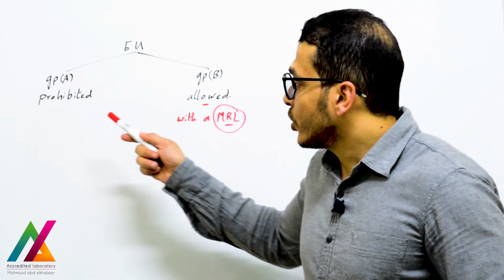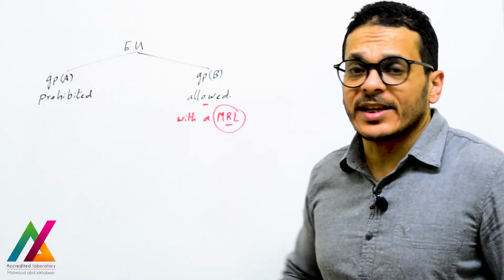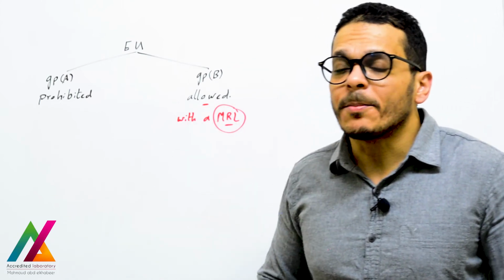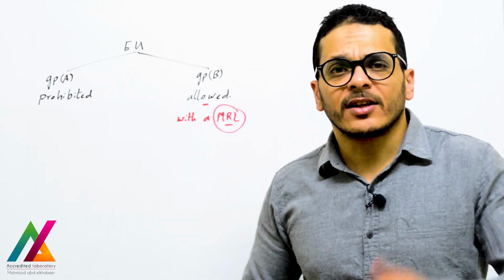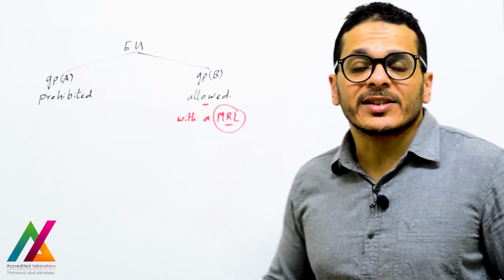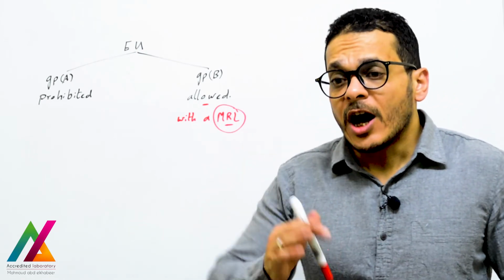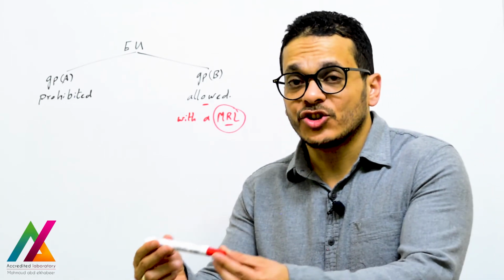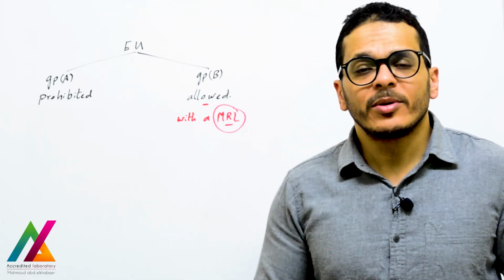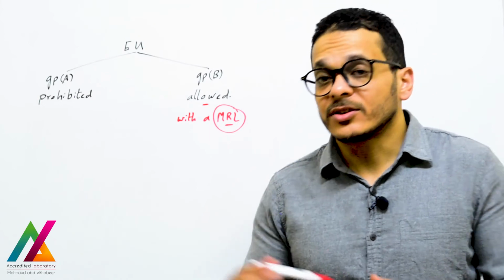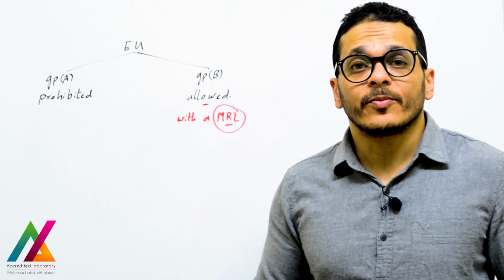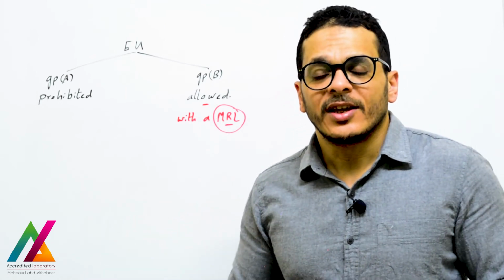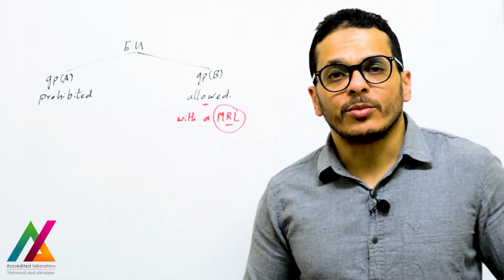So the animal products should be free from the banned antibiotics, and can have residues of the allowed antibiotics, but within the maximum residue limit, such as sulfonamide, 100 ppb. Higher than 100 ppb, the product will not be accepted, it will be rejected. Less than 100 ppb, the product will be accepted. Tetracycline, 100 ppb also. Higher than 100 ppb, the product will be rejected. Less than 100 ppb, the product will be accepted.